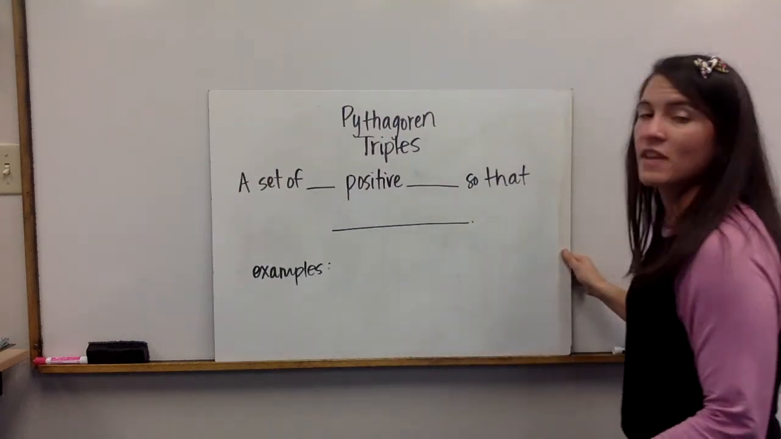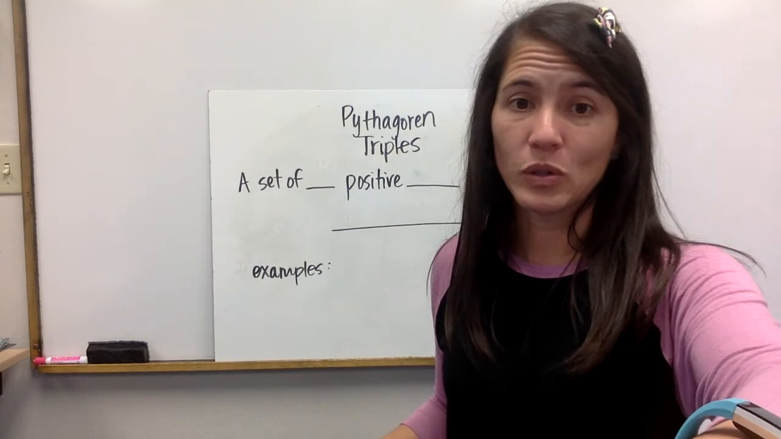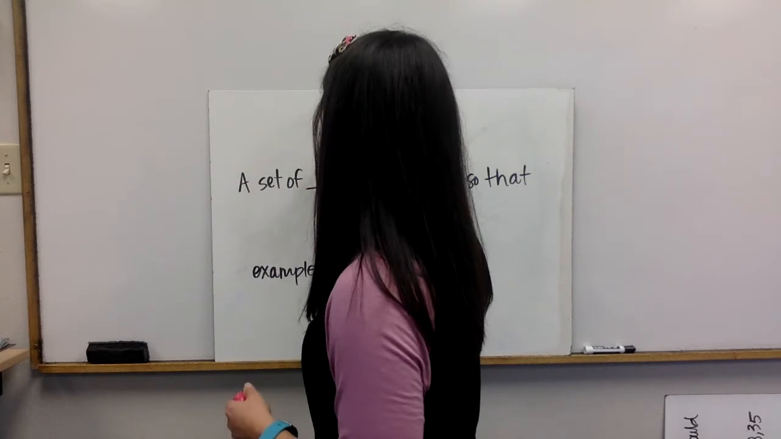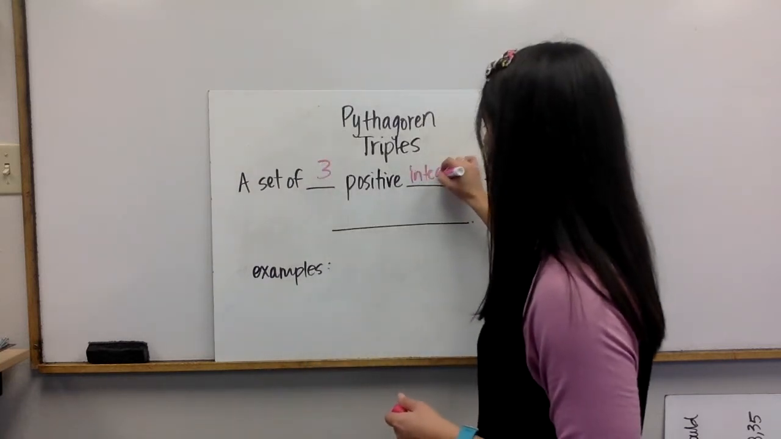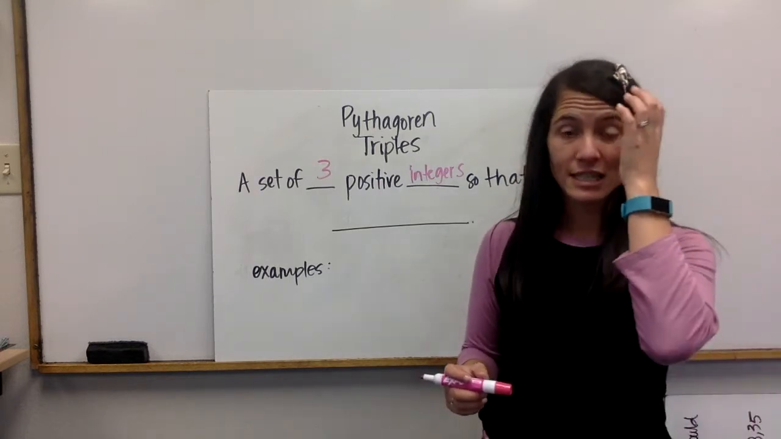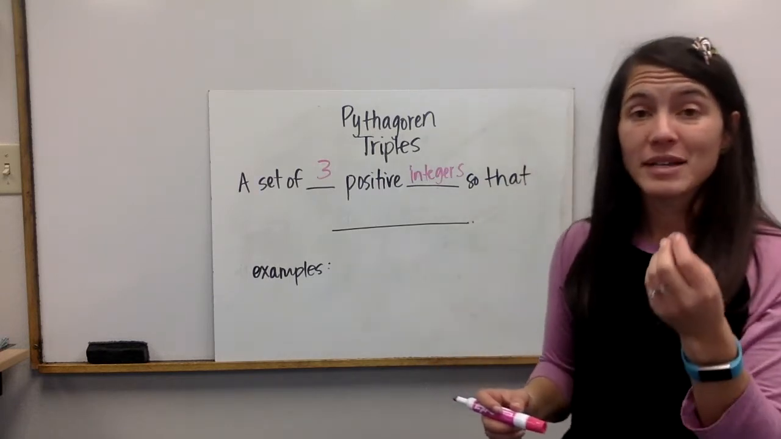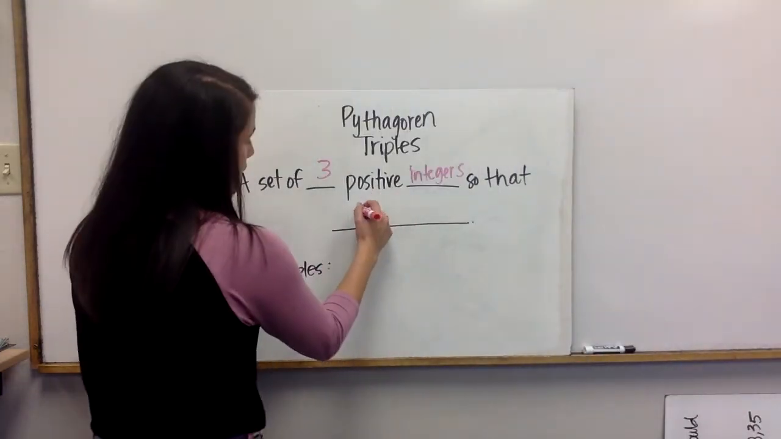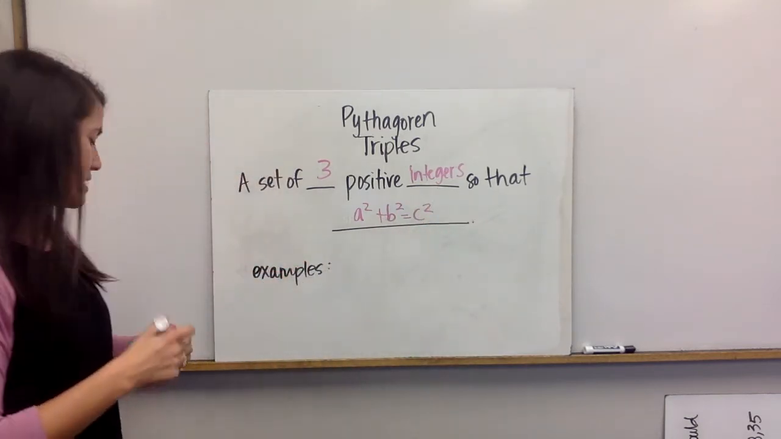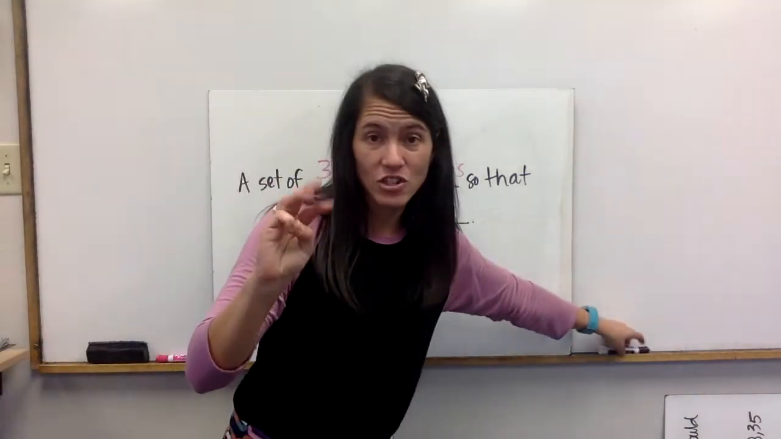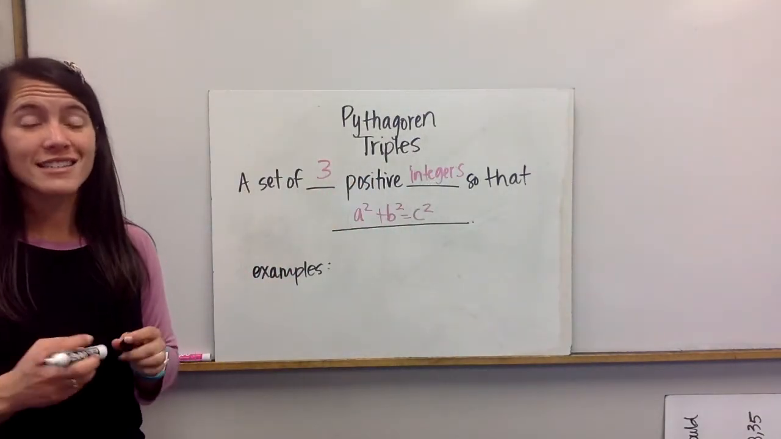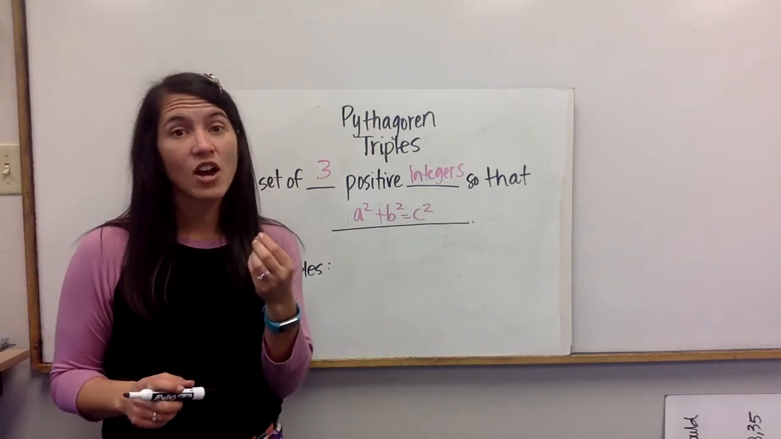All right, so Pythagorean triples. Pythagorean triples are a set of 3 integers, A, B, and C, because we've been talking about A, B, and C, so that A squared plus B squared equals C squared. And what that means is that if you had 3 integers, whole numbers, but we're talking about positive integers, so that it satisfies the Pythagorean theorem and there are no decimals.